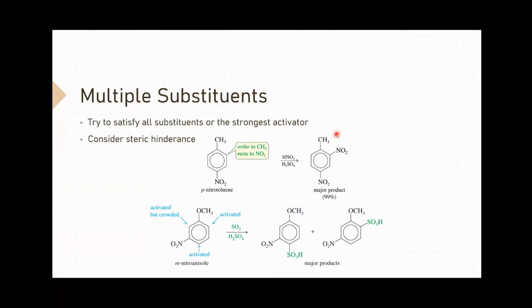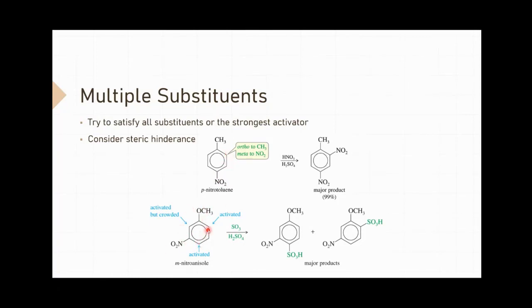So if I have multiple substituents, I would put the electrophile on the position that can satisfy all substituents, or the strongest activator. So for this molecule, I can put it here. It's ortho to an electron donator, and it's meta to an electron withdrawing group. So in this position, I could satisfy both.